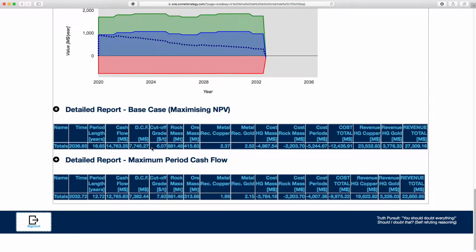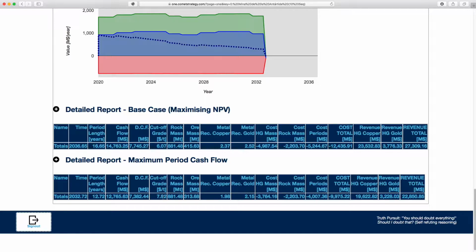If we have a look at our total tonnes of ore, we see that we've got 415 million tonnes for our base case, but only 313 for our maximising the period cash flow. We have lost metal. Our total metal is lower. Our total gold and copper is lower. Sure, that means our costs are lower, but also our revenue is significantly lower. On average, if you look at the cut-off grade, our cut-off grade is quite a bit higher here. So we're looking at, on average, about $6 a tonne for the base case and nearly $8 a tonne for maximising the period cash flow.